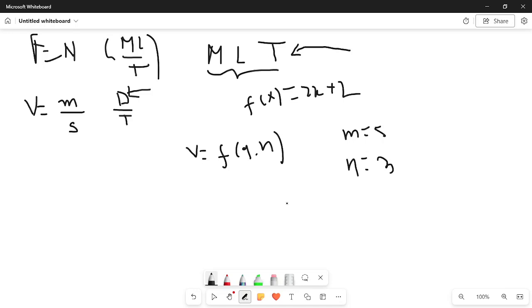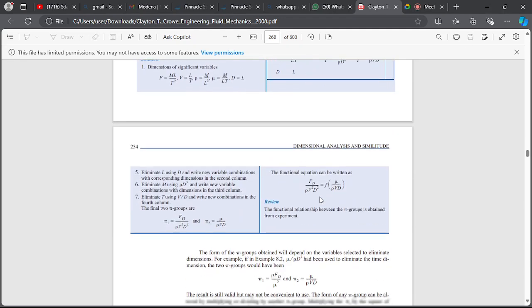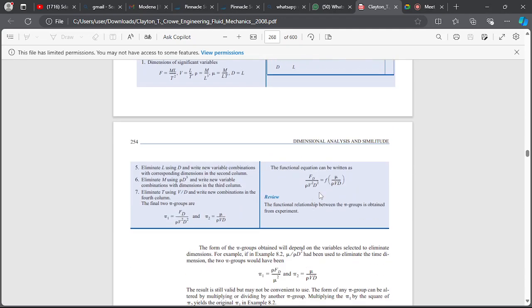Now for me to know the number of pi groups that I should expect as the answer, you simply do m minus n. So in this case it is 5 minus 3, which gives me 2. Now how is this related to the answer? The good thing is you can track your answer due to it without even knowing the solution. I know that at the end of the day, when I write my solution, it will depend only on two variables. I'll be having one function on this side and one function on the other side.